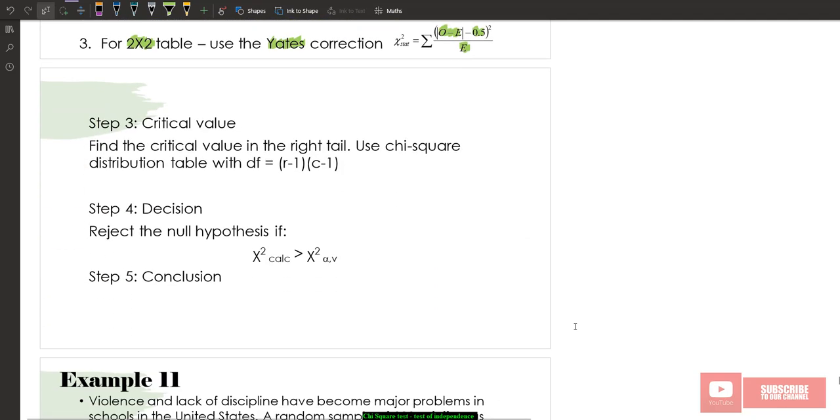And then step number 3, we need to set a critical value, critical region. As usual, if you want to calculate the critical region, you need to have the degrees of freedom for the chi-square. The degrees of freedom for the chi-square is number of rows minus 1, multiplied by number of columns minus 1. And then step number 4, we need to make a decision: if the chi-square calculated is more than the chi-square critical value, then we will reject the null hypothesis. And the last step is we do a conclusion, whether the data is independent or dependent, right?